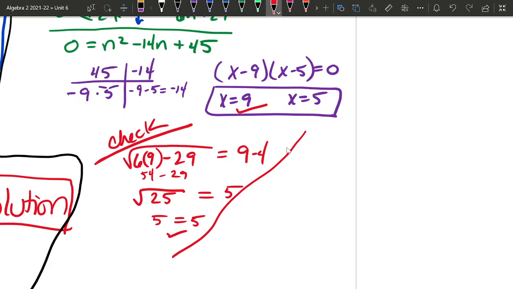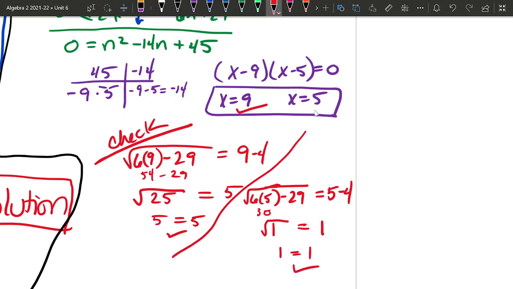And then I still have to check n equals 5. So the square root of 6 times 5 minus 29 equals 5 minus 4. Okay, 6 times 5 is 30. 30 minus 29 is 1. So I'm at the square root of 1 equals 5 minus 4. That's 1. Square root of 1 is 1. 1 equals 1. That works also. So n equals 5 is a solution. It checks. So they are both my solutions. I have two solutions to that one.